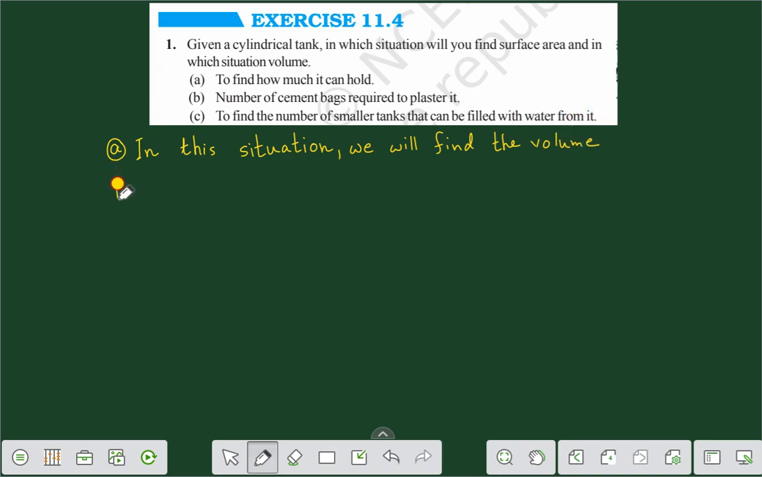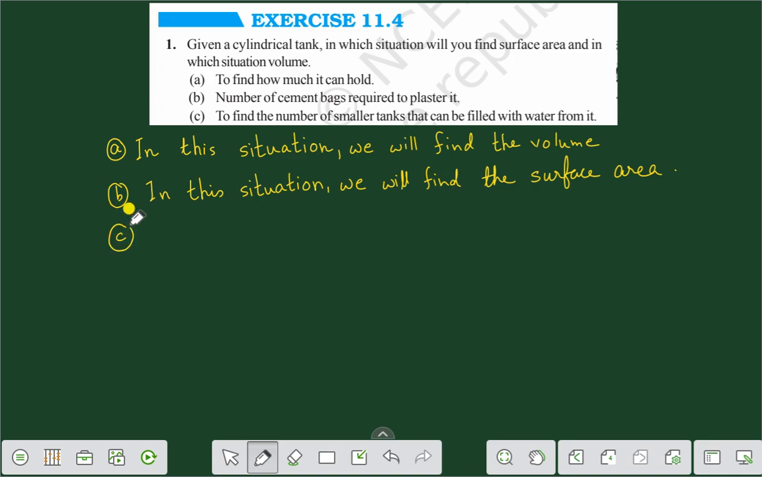Number 2 or B. Number of cement bags required to plaster it. In this situation, we will find the surface area.